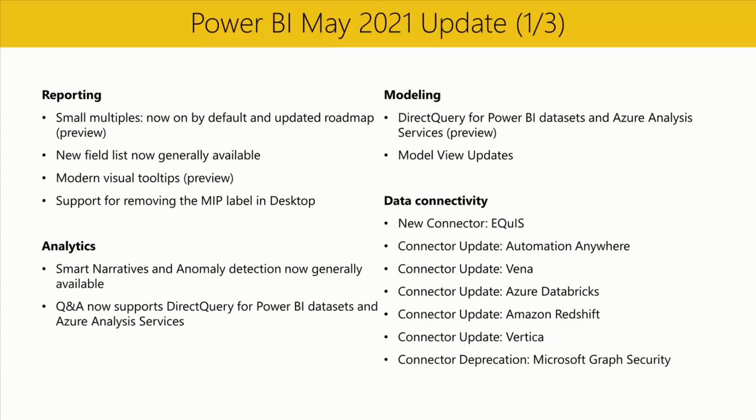In the Analytics section, we're excited to announce that Smart Narratives and Anomaly detection are now generally available. Smart Narratives now supports the summarization of more visuals, such as maps, KPI, gauge, card, multi-row card, and key influencers, as well as localization for 43 languages. We've also made a number of accessibility changes to both offerings.